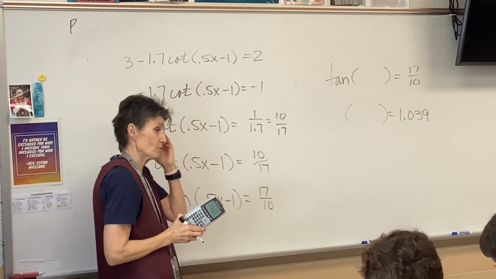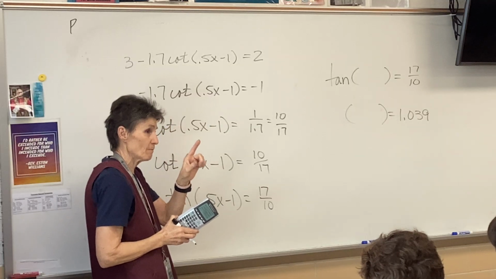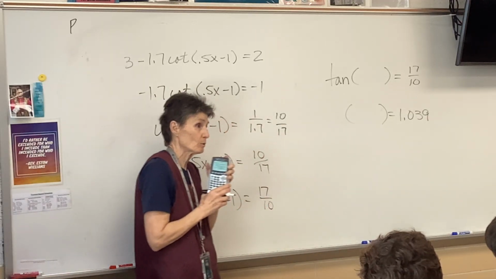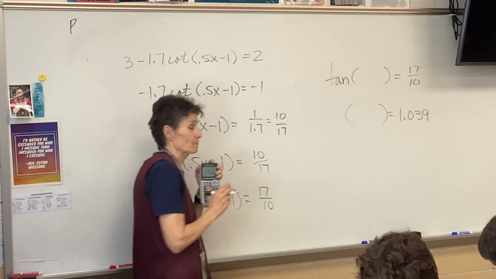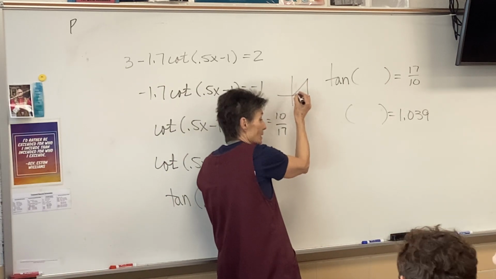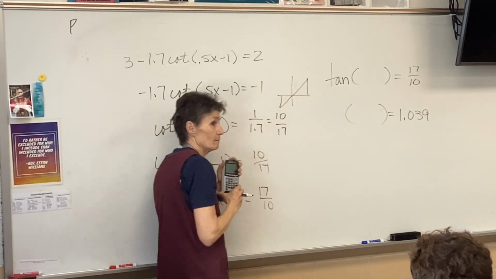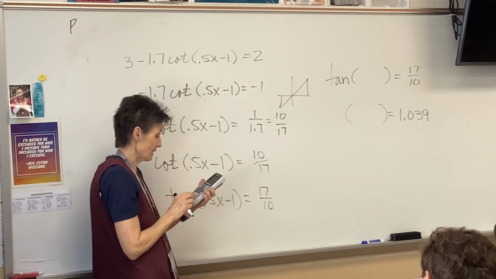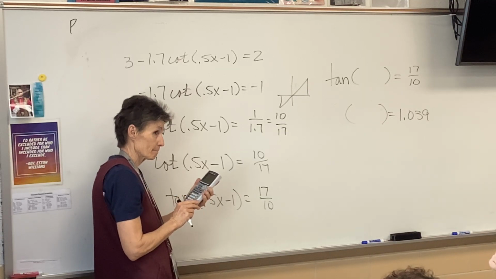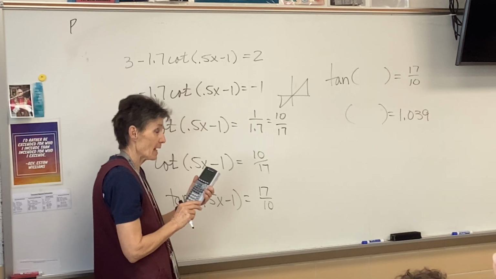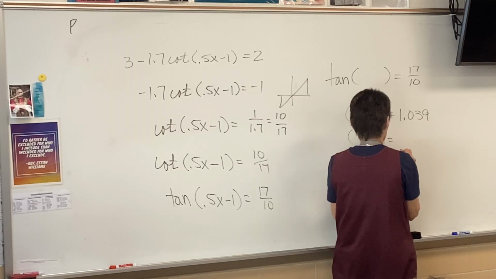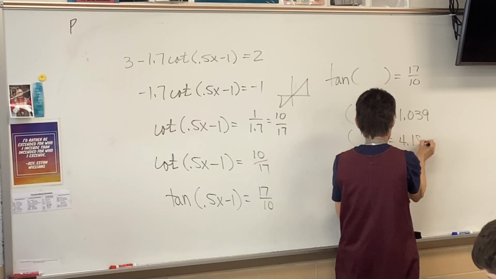Now, before I go any further, that isn't the answer to the question. Is there another angle out there whose tangent is 1.039? There's this one, which is in quadrant 1, right? But isn't there also one in quadrant 3? And how would I find that? Add pi. So that angle is either 1.039 or 4.181.